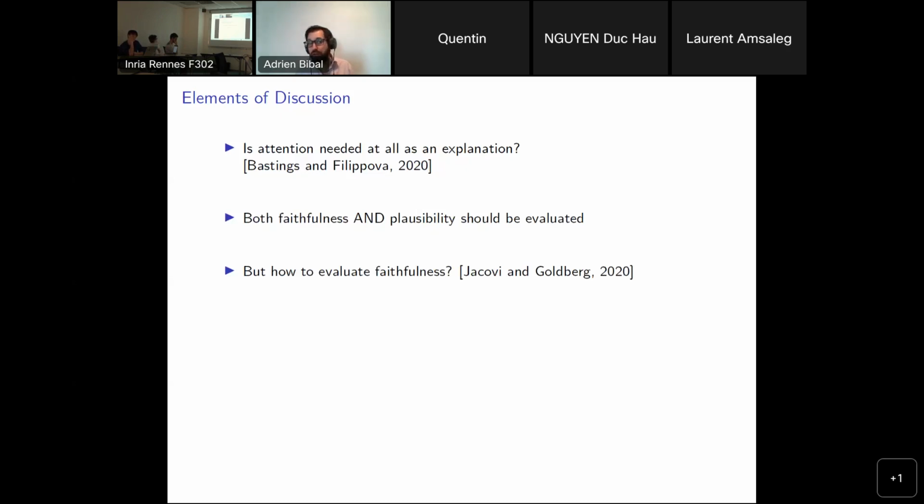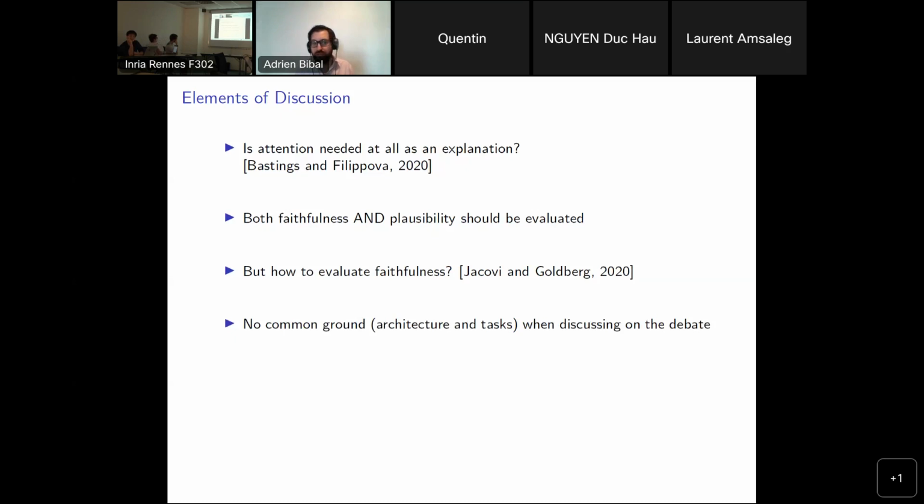Another thing is the question, but how to evaluate faithfulness? Because faithfulness is how close my explanation is to the black box. But by definition, I don't have access to the black box. That's why it is a black box. So as I don't have the ground truth about what the black box is doing, otherwise I wouldn't need explanations, I cannot really evaluate if the explanation is close to the black box. That's a very difficult question, and that needs more studies in the literature.